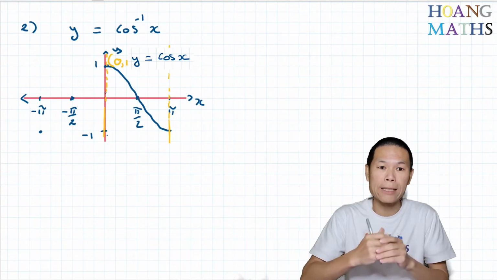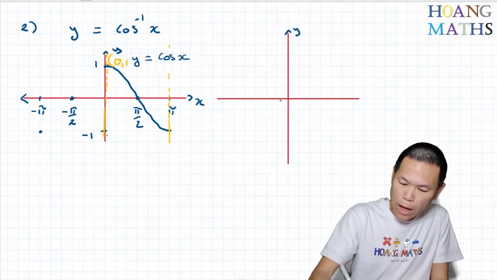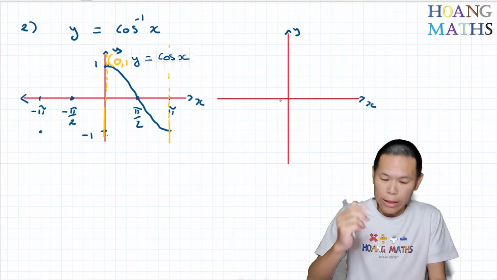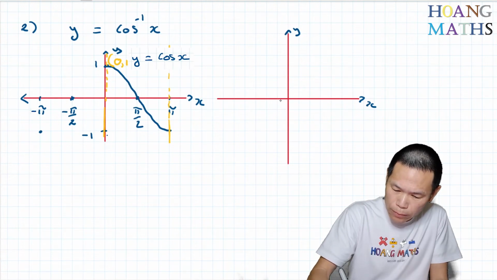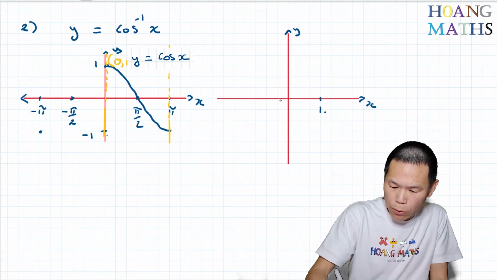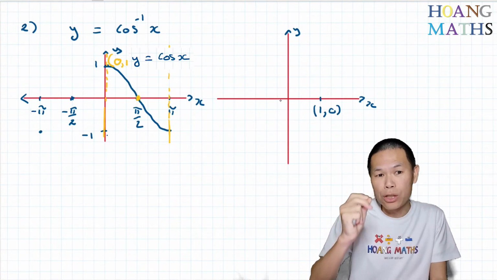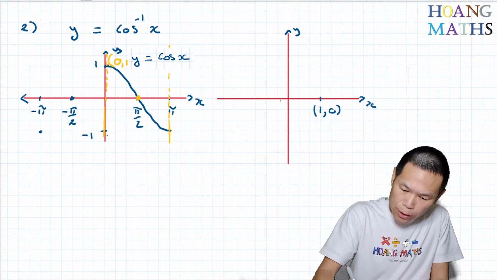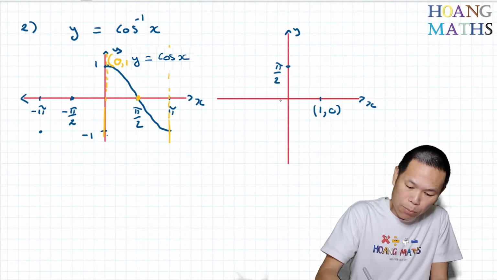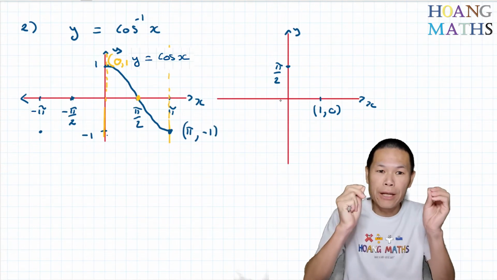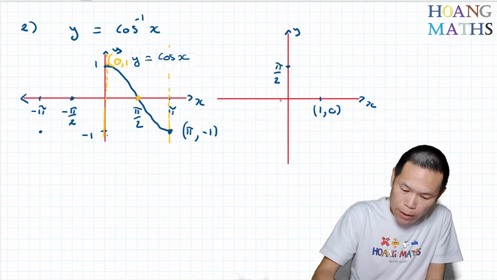So let me just draw the axis first. So this is y, this is x. So this point (0, 1) now becomes (1, 0). So this is (1, 0). And this point here is (π/2, 0). It becomes (0, π/2). Let me just write π/2. And then this point here is (π, −1). So it becomes (−1, π). So (−1, π) will be here.